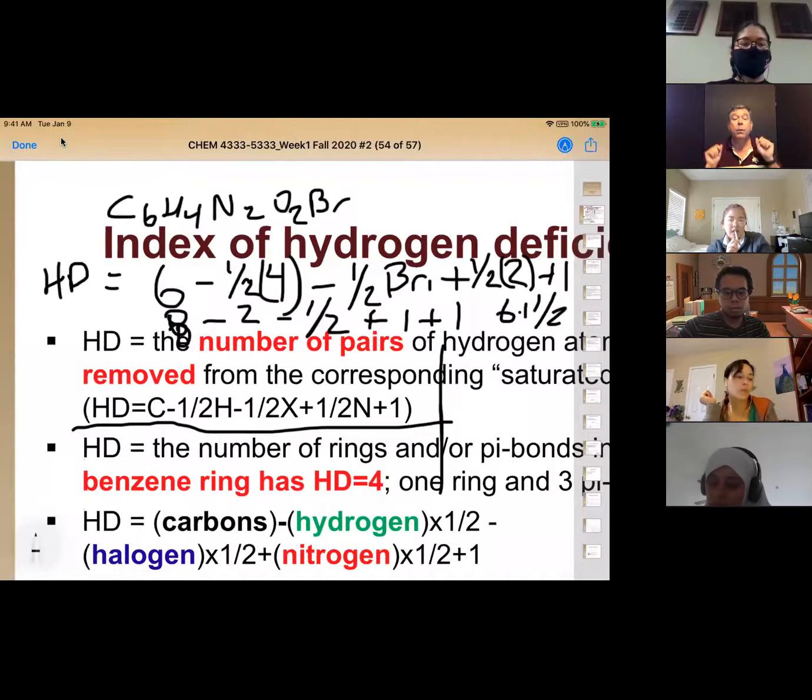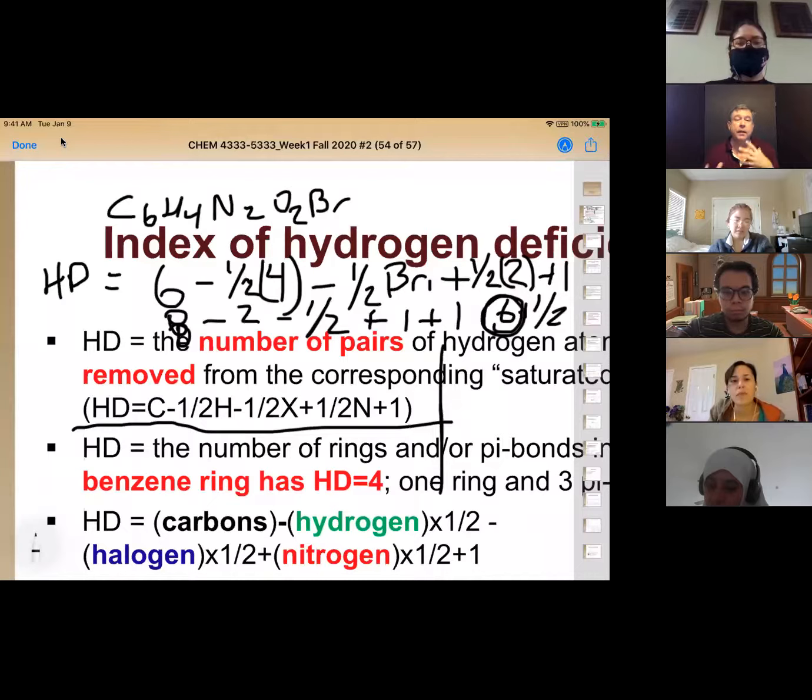Now, when we end up with a half in our hydrogen deficiency, that means we have a charge on our system somewhere. We have an ion. We don't have a full molecule. But in this case, we ended up with a total of 6 as our hydrogen deficiency, which means we have the possibility of having 6 double bonds somewhere in the system.